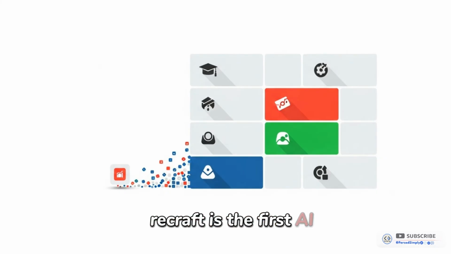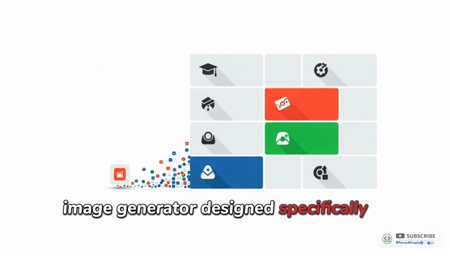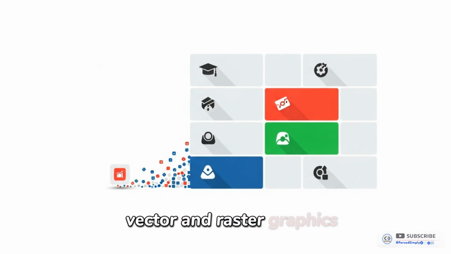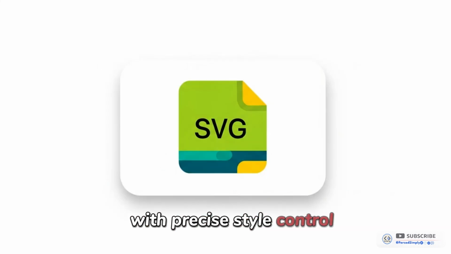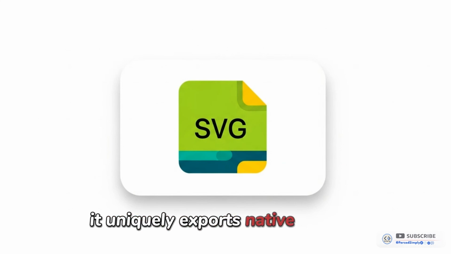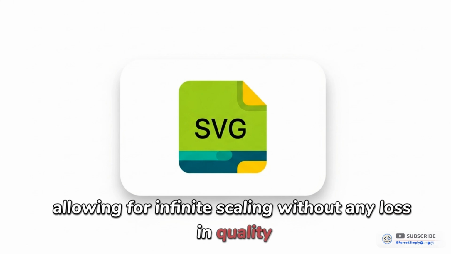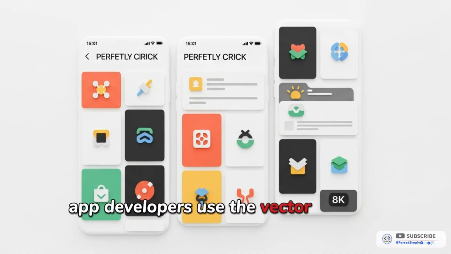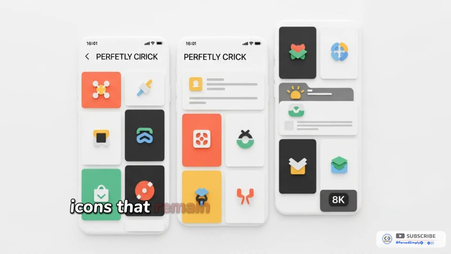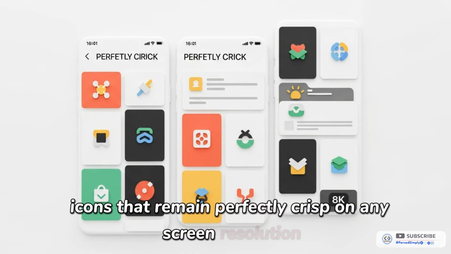Recraft is the first AI image generator designed specifically for professional vector and raster graphics with precise style control. It uniquely exports native SVG files, allowing for infinite scaling without any loss in quality. App developers use the vector export to create UI icons that remain perfectly crisp on any screen resolution.